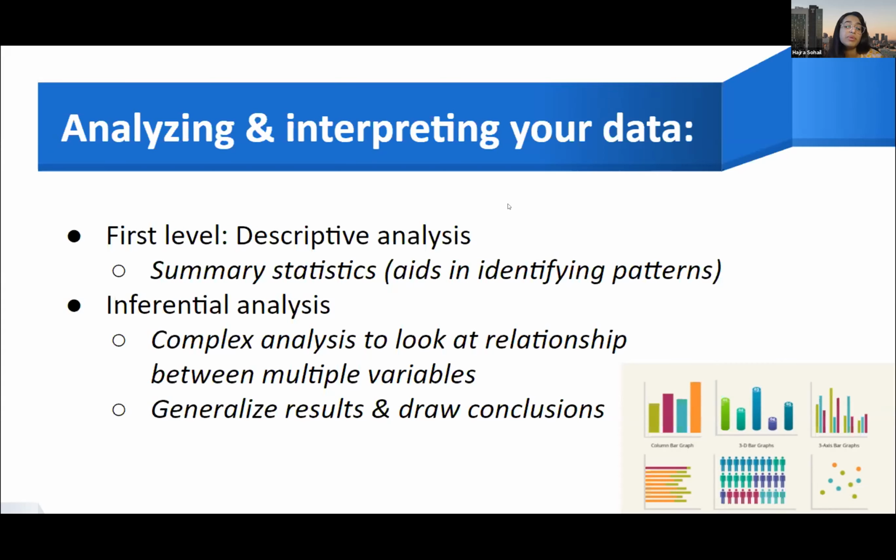So this would be more complex. You are probably going to look at the relationship between multiple variables, and this is where you're going to generalize results and draw conclusions. Examples of this would include correlation, a relationship between two variables; regression analysis, which shows or predicts a relationship between two variables; or analysis of variance, which tests the extent to which two or more groups differ.